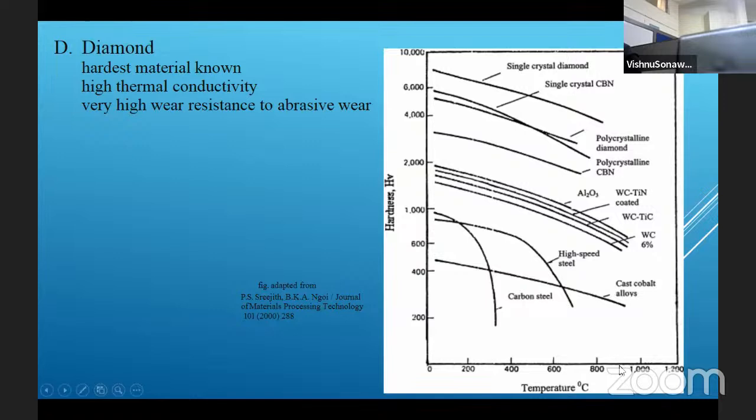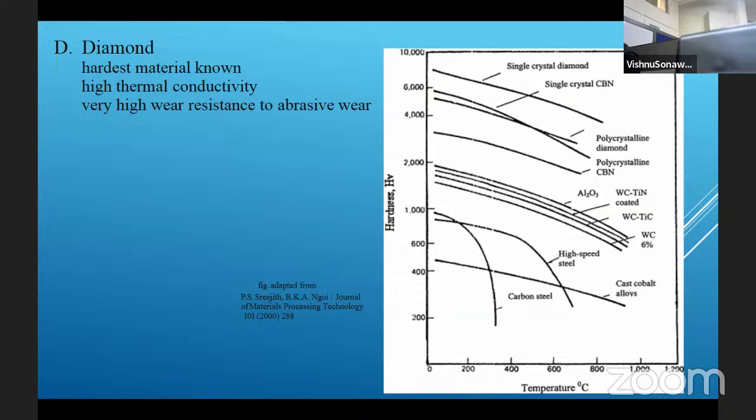Here it is achieved up to about 900 degrees Celsius. Then for single crystal cubic boron nitride, the hardness is 6,000, but the diamond's hardness is more and more. This is the highest hardness, that of single crystal diamond. Then next is the single crystal cubic boron nitride. This has 6,000 hardness, and the temperature goes to around 800 degrees Celsius, right?